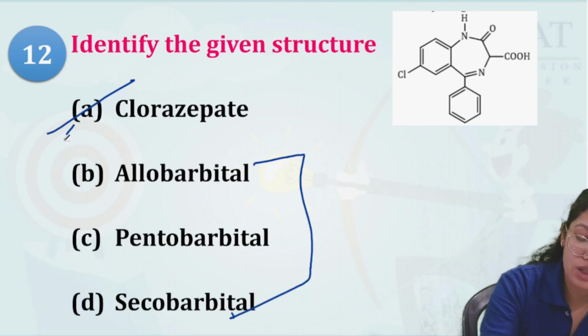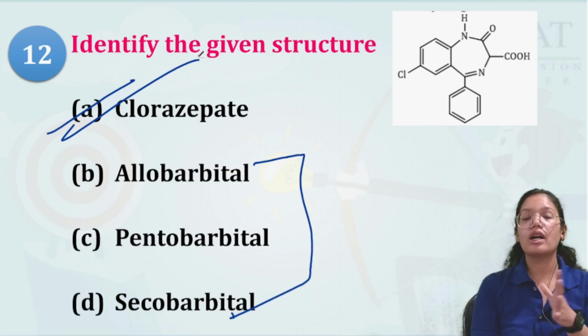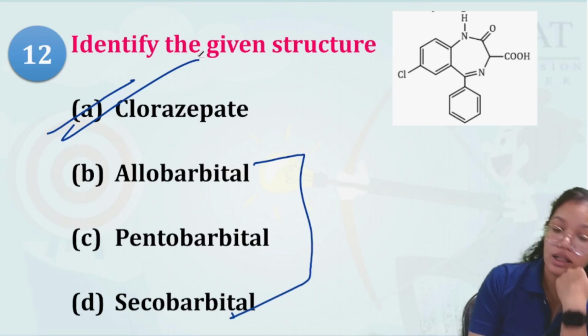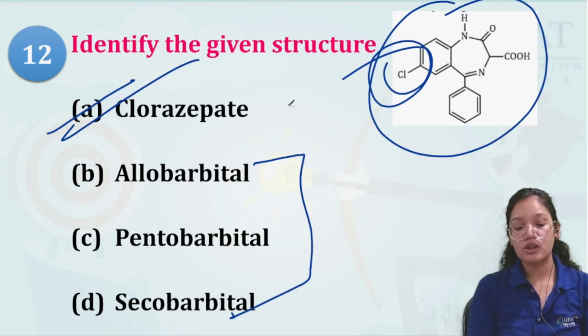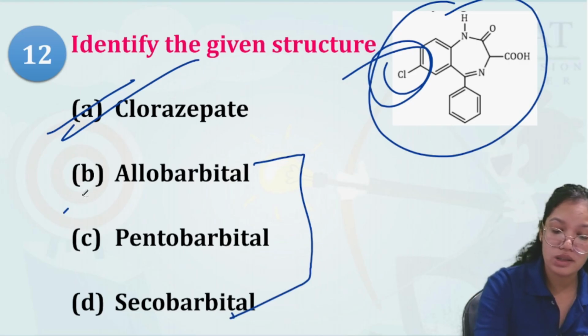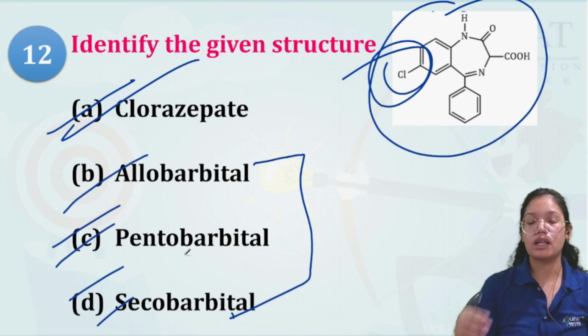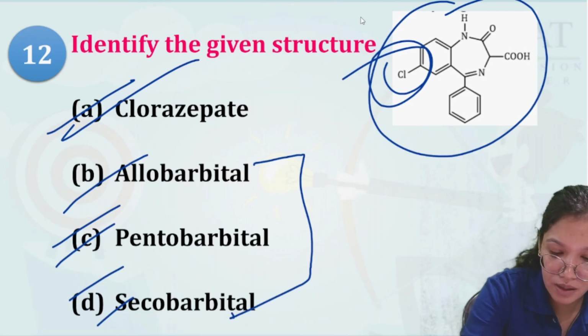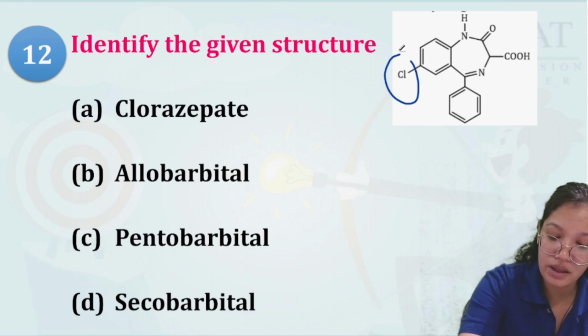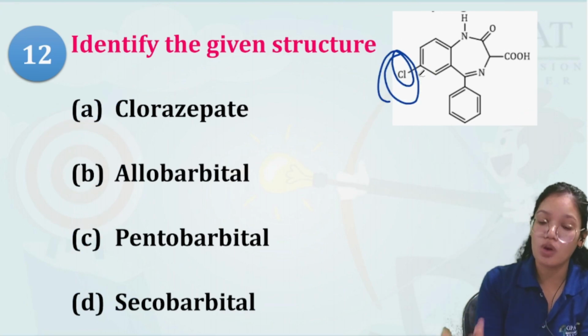So the option that is left is chlorzepat. The answer is chlorzepat, and here we have a chlorine group. Why is it not options B, C and D? Because they should have a barbituric acid nucleus, as they are the barbitals. Here we don't have any barbituric acid nucleus, so it can't be a barbital. So chlorzepat is the answer, and because we have a chloro group, it is called chlorzepat.